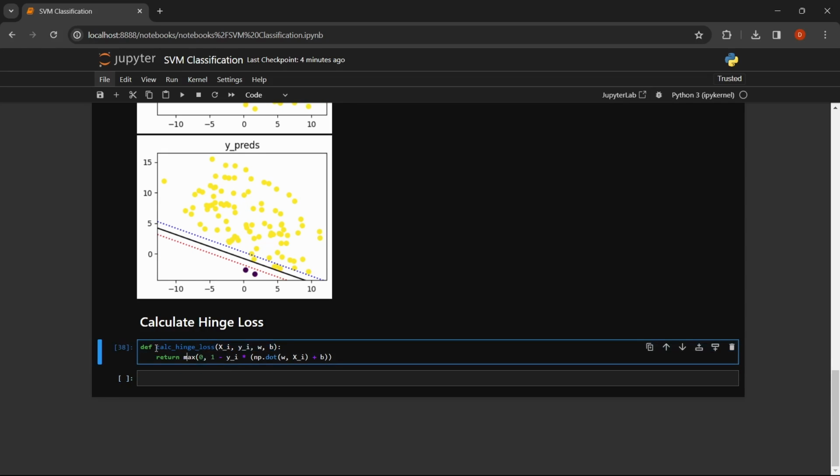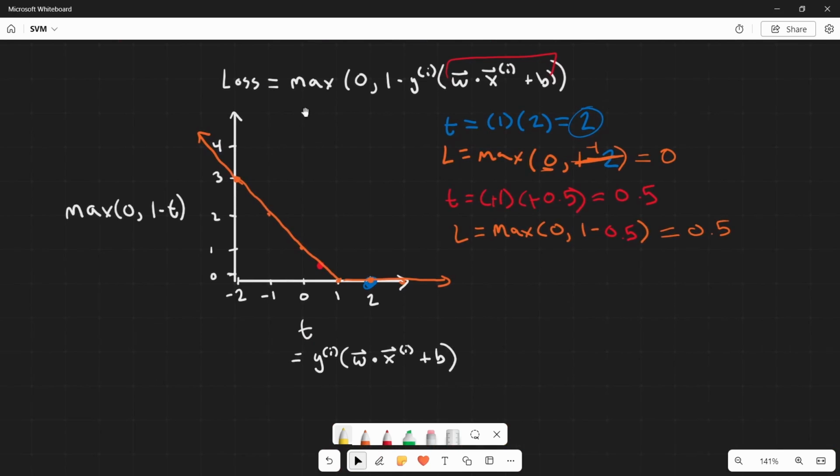Alright, so here we have our function for calculating hinge loss at some x and y. So let's refer back to this graph that we looked at earlier. We're first calculating that y prediction using this wx plus b, and then multiplying it by the sign of that true y value, which is either +1 or -1. And then once we plug that t value into our max function, we're then able to see if our prediction is on the correct side of our margin.